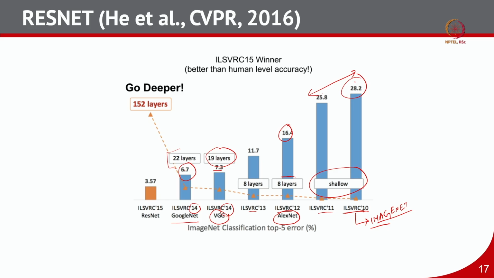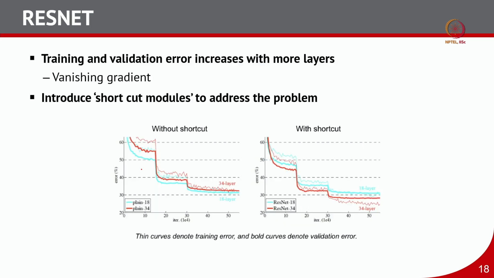Now, in ILSVRC 15, ResNet was the winner. ResNet stands for residual network, and it had 152 layers. It went very deep, as you can see, right. Moreover, this ILSVRC 15 winner, ResNet, had better than human level accuracy. That means it had 3.57% error as the top 5 error, but human level error is more than that. Okay. Now let us see what the philosophy behind the residual network is and how the computation happens.